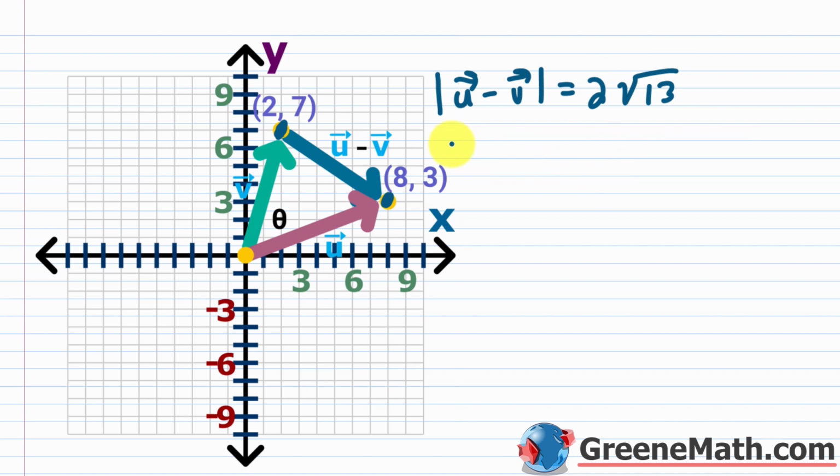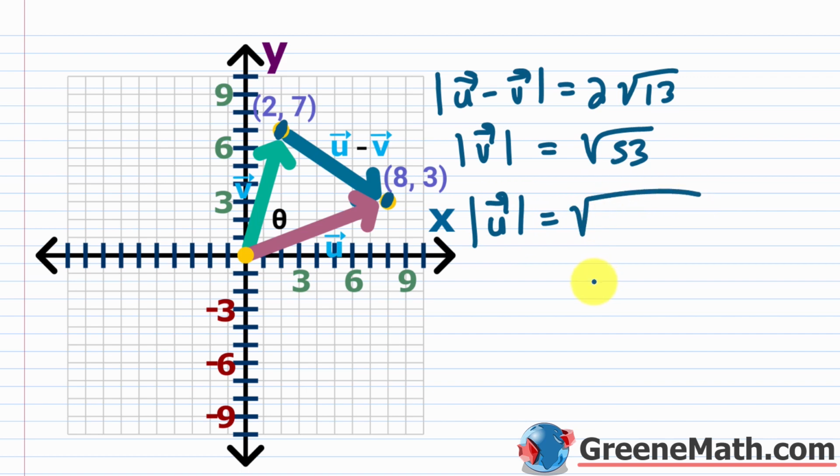Then we also need the magnitude of my vector v. That's pretty easy. Again, the terminal point here is (2, 7). So it's the square root of 2 squared, which is 4, plus 7 squared, which is 49. 4 plus 49 is 53. So this is just the square root of 53. And then you'd have the magnitude of the vector u. So this is the principal square root of 8 squared, which is 64, plus 3 squared, which is 9. So 64 plus 9 is 73. This is the principal square root of 73.